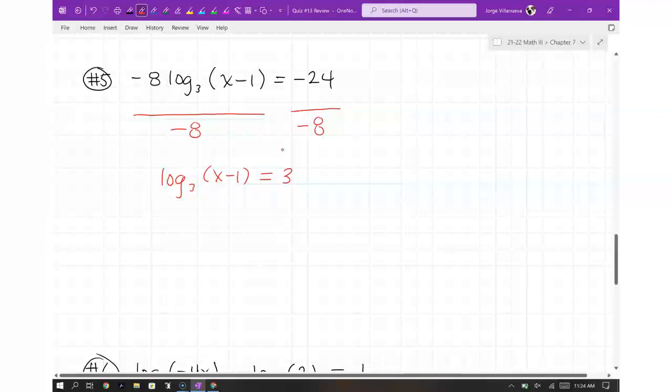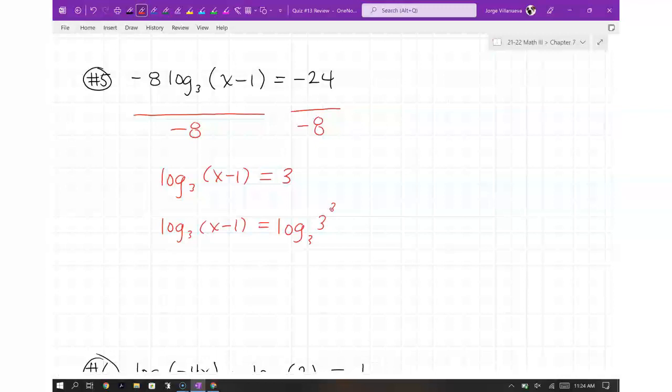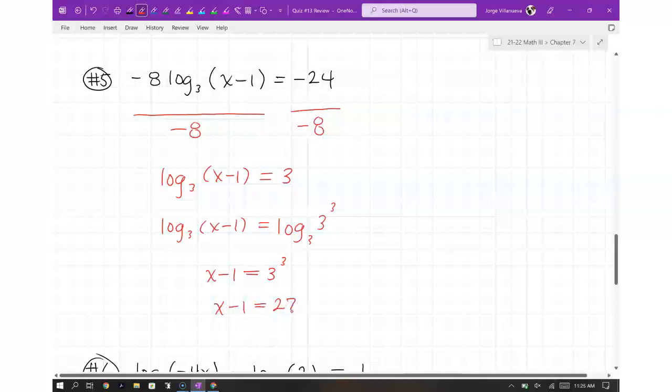So this is going to look a little weird on the right side. Because when I write out the right side, what am I going to put? Can someone tell me? Log base 3, right? It's going to be log base 3 of 3 to the third. So it's going to look a little odd. But now that we have both sides with log base 3's, I can get my x minus 1 and set it equal to 3 to the third, which is 27. And if I add 1 to both sides, my answer is just 28. x equals 28.